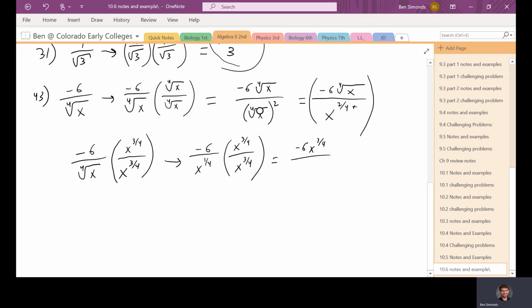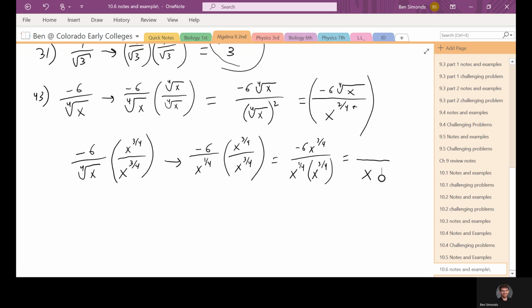That's okay. And on bottom, we get x to the 1/4 times x to the 3/4. And when you multiply things together, you can add their exponents. So what happens when we get x to the 1/4 times an x to the 3/4? We get x to the 1, right? 1/4 plus 3/4 is just 1. Now we've got a regular x in the bottom. We've rationalized our denominator. So that's what you want to do.